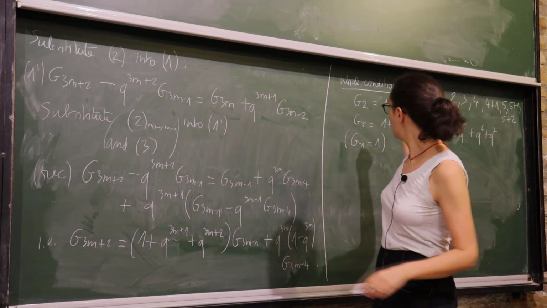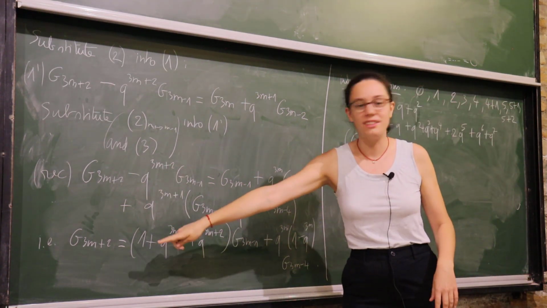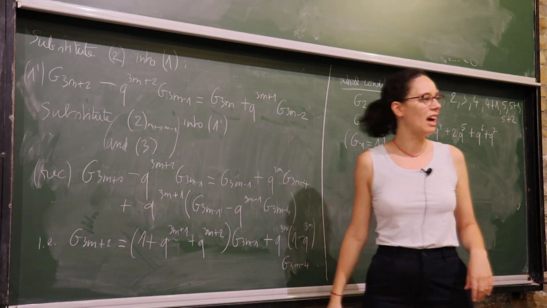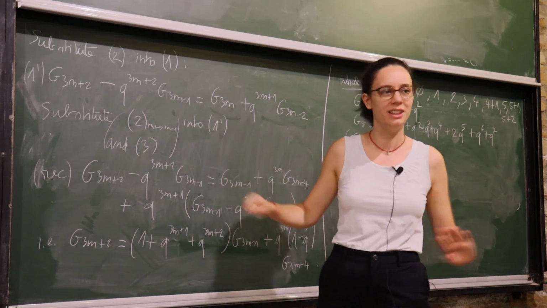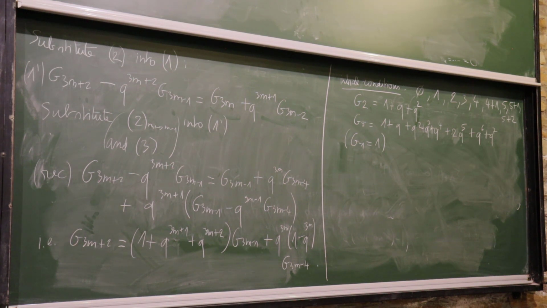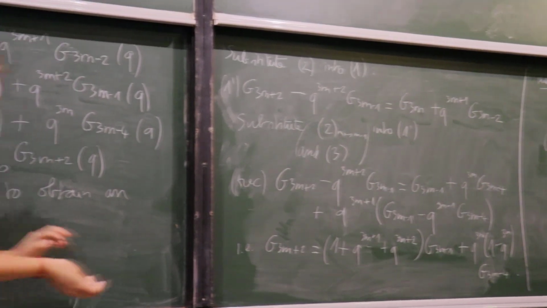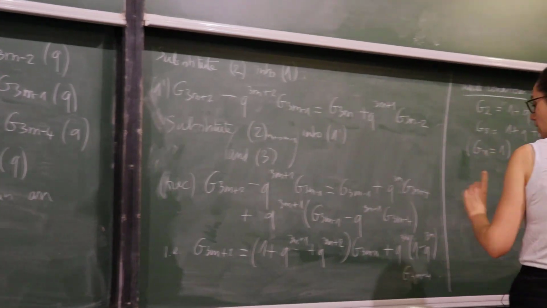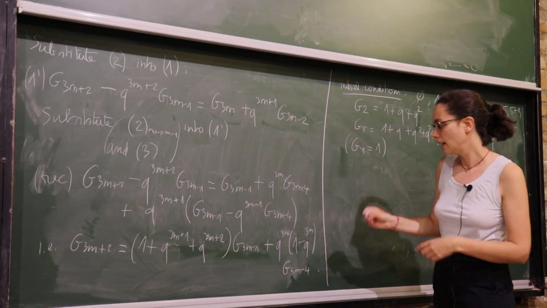So now we have two initial conditions, even three actually, and this is a recurrence of order 2. So our functions G3m plus 2 are completely and fully defined. So this is good. And let me check the time quickly. Okay, so actually, yeah, I wanted to convert this into a q-difference equation.